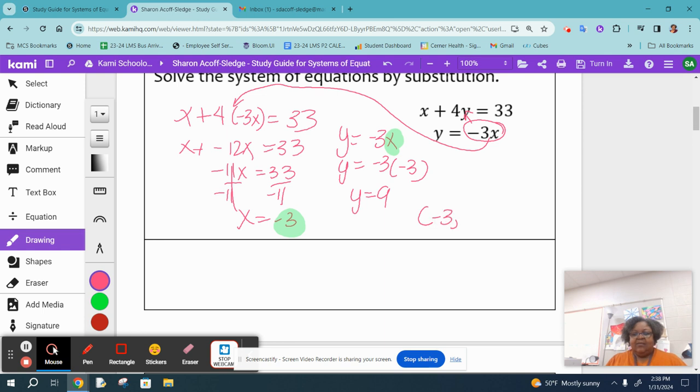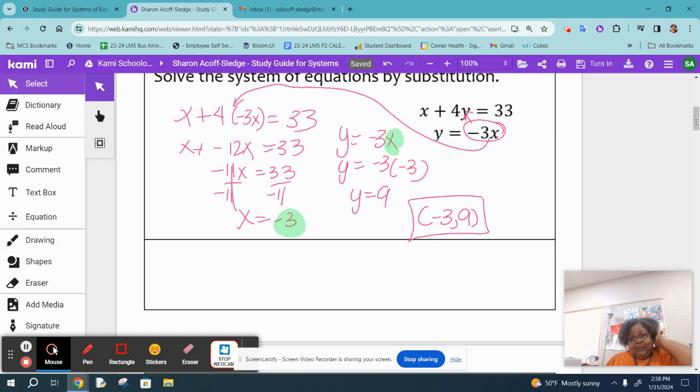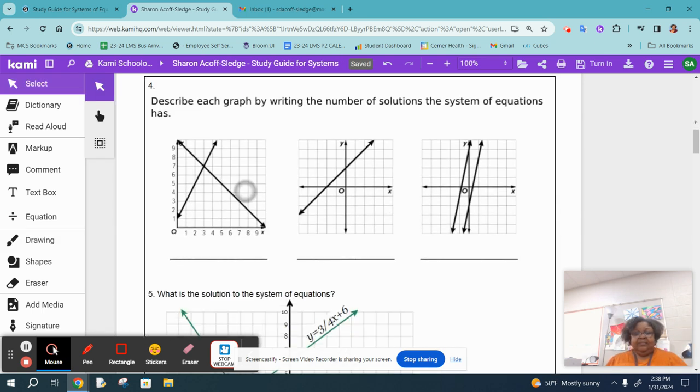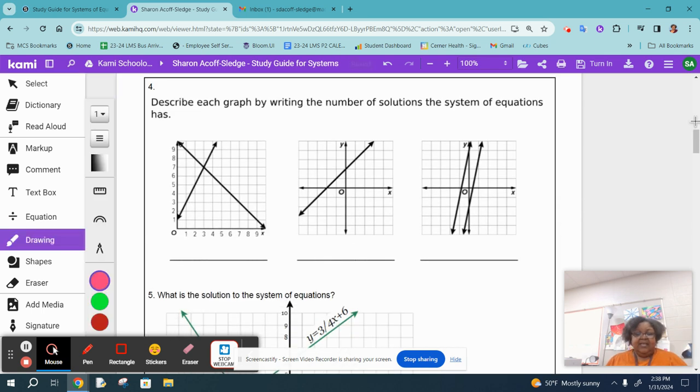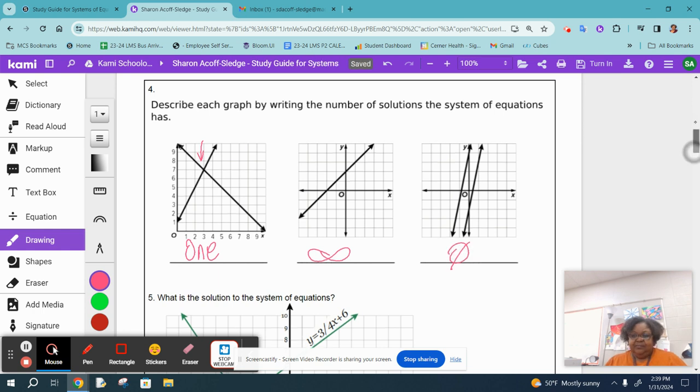Now, how do I write my answer? Like this, and we're going to put a box around it so I don't have to hunt all over the page for it. Okay, this has one solution right here. This is the same line, so it's infinite solutions. And these lines never intersect because they're parallel, so no solution.